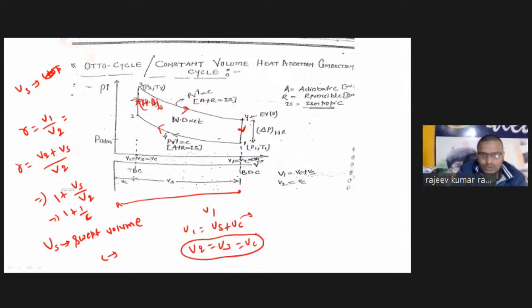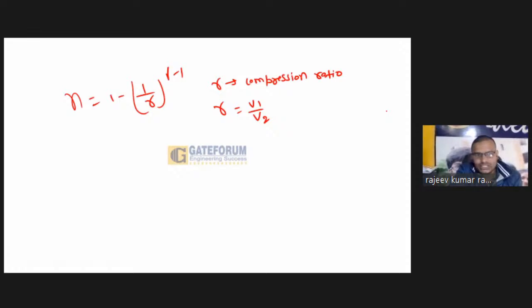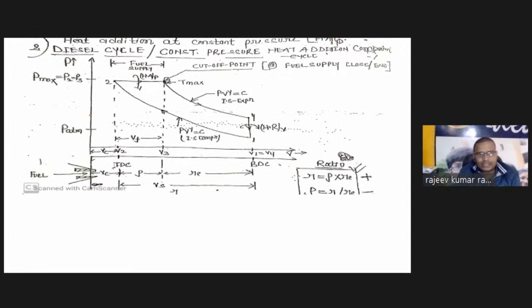So r equals 1 plus 1 upon c, where c is the clearance ratio, or you can write Vs upon Vc, or directly write this as V1 upon V2. So this thing you have to keep in mind. Okay, my dear friends, and this is the efficiency of the auto cycle. Now take this one.